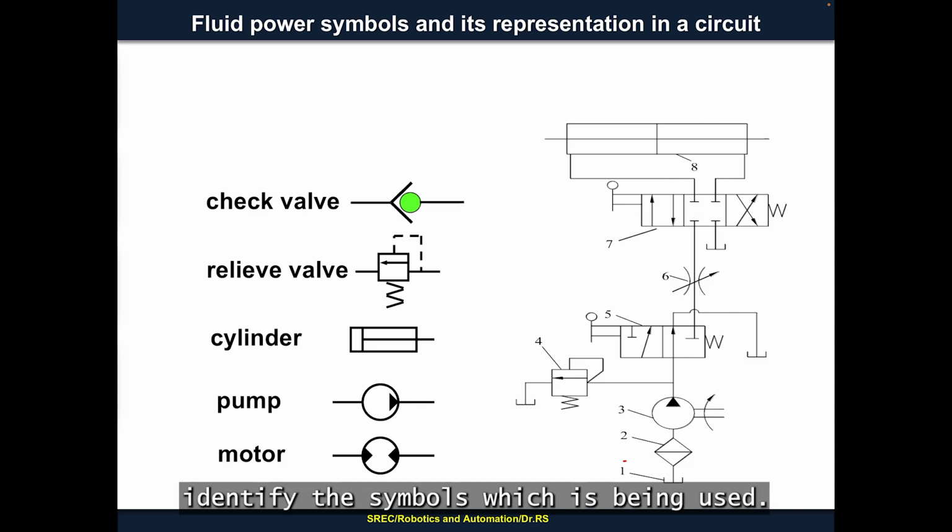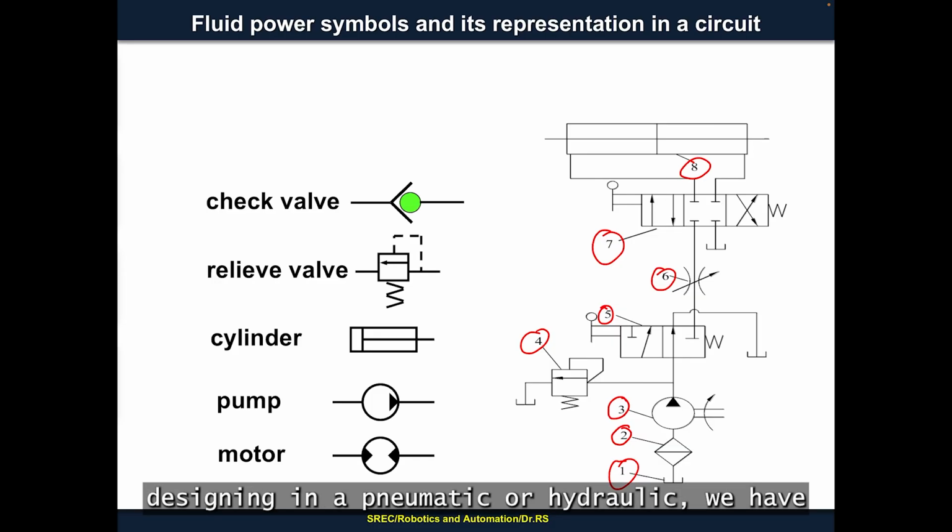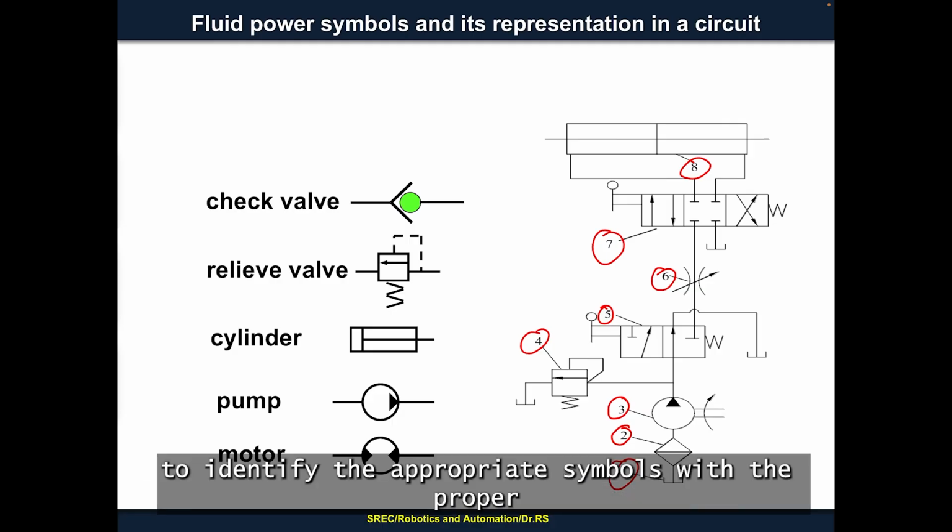So finally, in case we are building a circuit, we must be able to identify the symbols which are being used. For example, if I am having a hydraulic circuit being developed, you have a tank being used. So that is the first one. Second is a filter or strainer. Third one is a unidirectional pump. Then fourth one is a pressure relief valve. Fifth one is a 3 by 2 DCV. Sixth one is a flow control valve. Seventh one is a 4 by 3 lever operated DCV. Then eighth one is a cylinder. So like this, whenever we do circuit designing in pneumatics or hydraulics, we have to identify the appropriate symbols with the proper technical names.